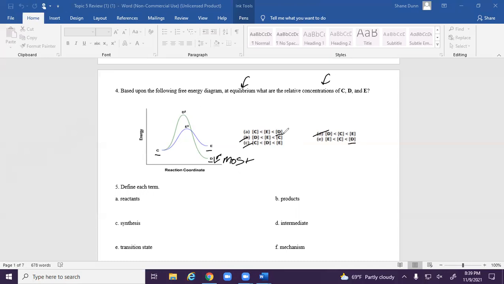So which one has the second lowest energy, C or E? C, right? It's a little on the tail, but this is a little lower. E has the most energy, which means it's the fewest we made. So the answer is E. D would be a major product, and then C would be a minor, and technically E would also be minor, but it would very rarely exist because it takes so much energy to make.